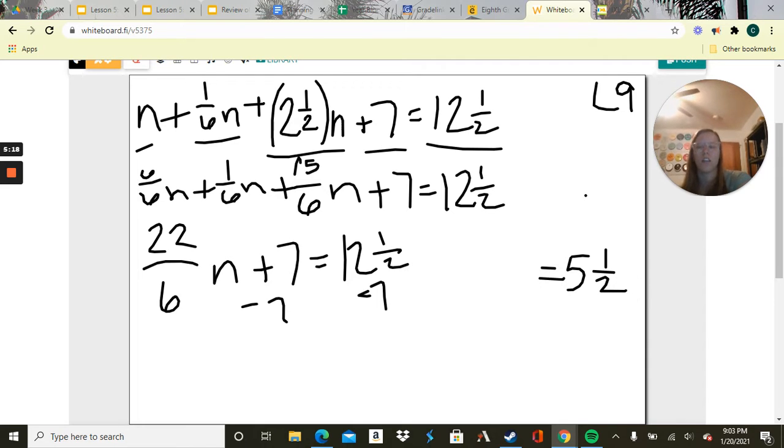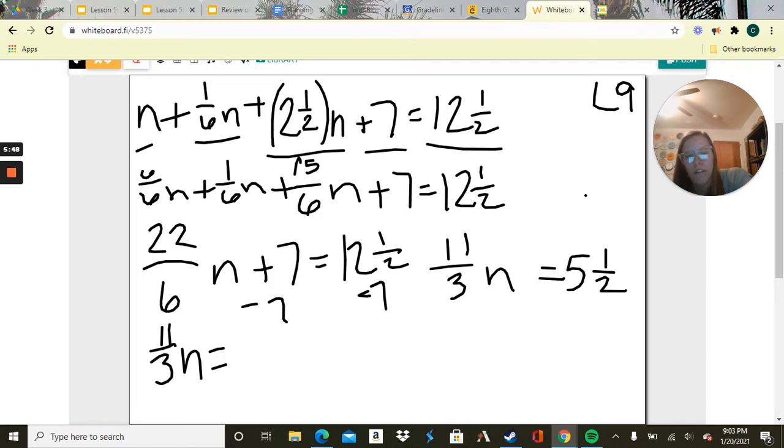And actually, 22 over 6 simplifies to 11 over 3. So we're going to write it that way here. So 11 over 3n. Let's go ahead and give them common denominators, because we do need that in order to simplify here. Or I guess we don't, because we're doing multiplication. But that's okay. So let's put this in an improper fraction. So we have 11 over 3.